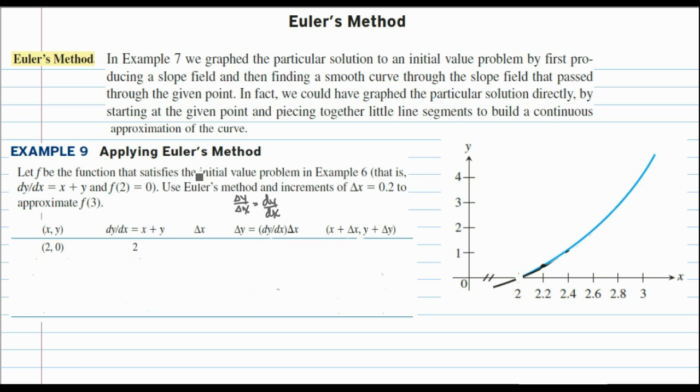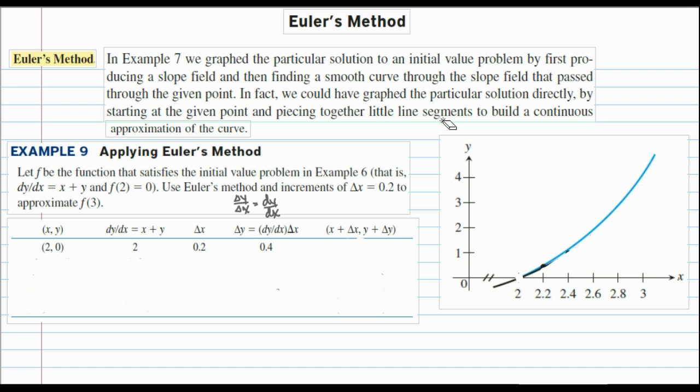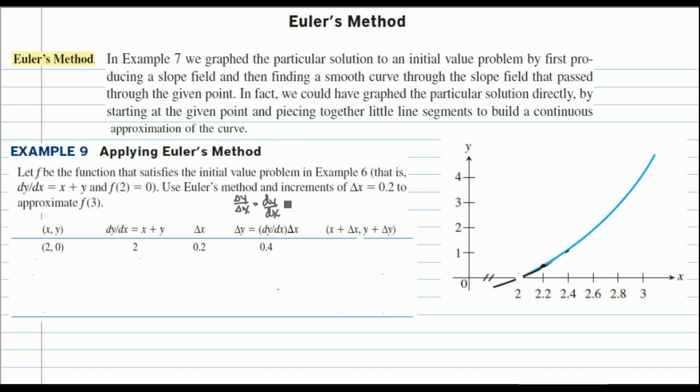Now the change in x is going to be 0.2, which was given to us by the problem. Remember, the change in y over change in x is dy/dx. So if I multiply both sides by change in x, the change in y would be 0.4, in other words 2 times 0.2. Now let's change the x value by our delta x and the y value by our delta y, and we get 2.2 comma 0.4. Instead of 2 comma 0, it's 2.2 because we changed x by 0.2, and instead of 0 for y, it's 0.4 because we changed y by 0.4.